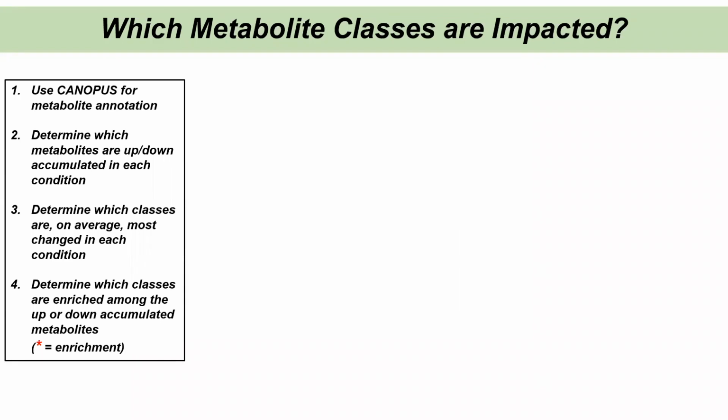So after that, we did decide to use CANOPUS to determine which metabolites are most impacted under different conditions. We first used CANOPUS, again, for metabolite annotation. And then we determined which metabolites are up/down accumulated in each condition, so either accumulated or depleted. And then we determined which classes are on average most changed in each condition. A further metric I used was determining which classes are enriched amongst the up or down accumulated metabolites. This is akin to Gaussian enrichment amongst, let's say, upregulated genes.